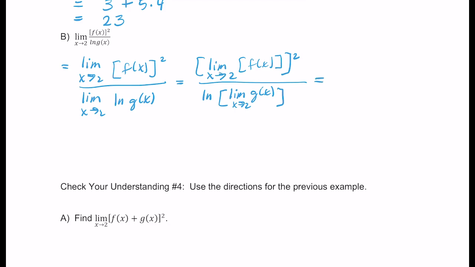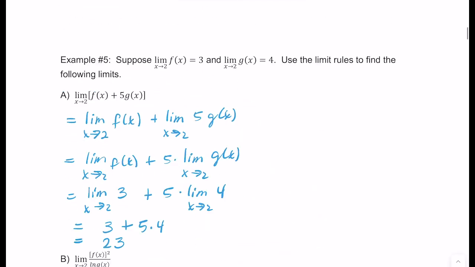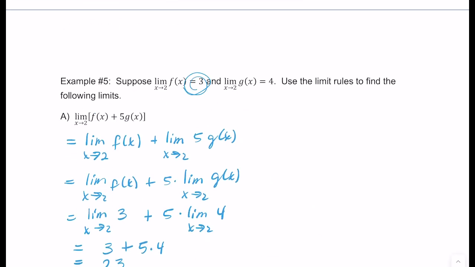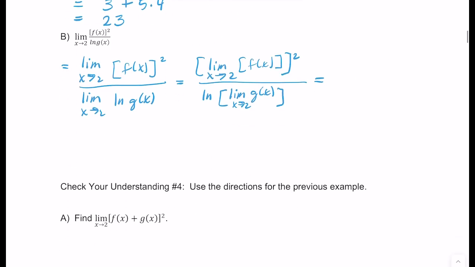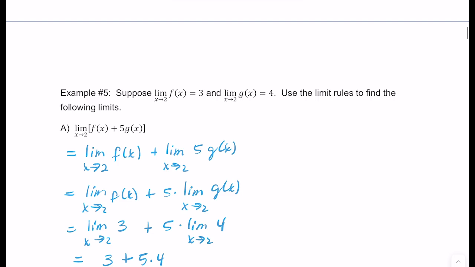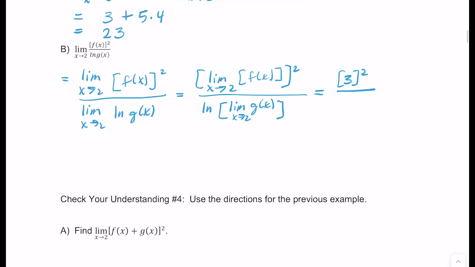And we know that the limit as x approaches 2 of f of x is just equal to 3. So I'm going to replace that part with the 3, and it's 3 squared. And then I've got on the bottom the natural log of the limit of g of x, and I know g of x is 4. So on the bottom I have the natural log of 4.